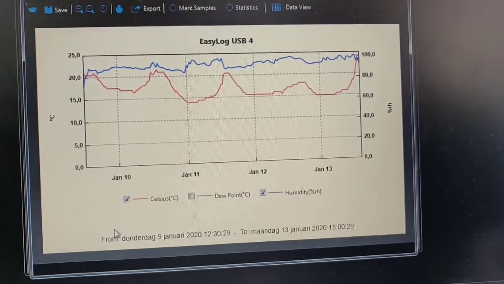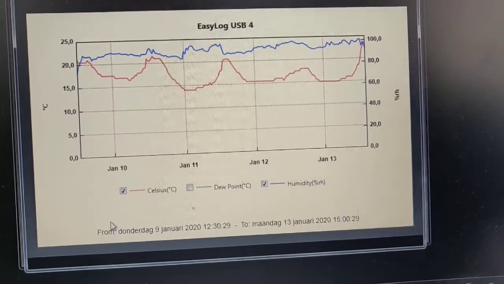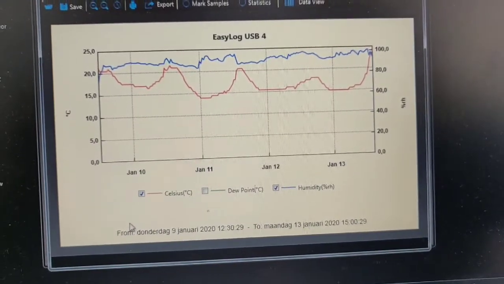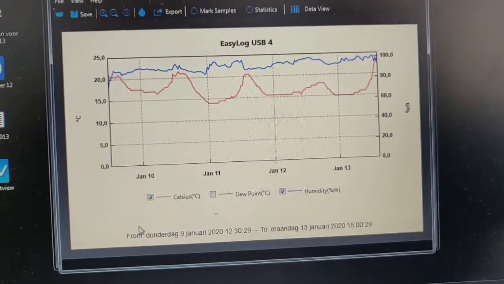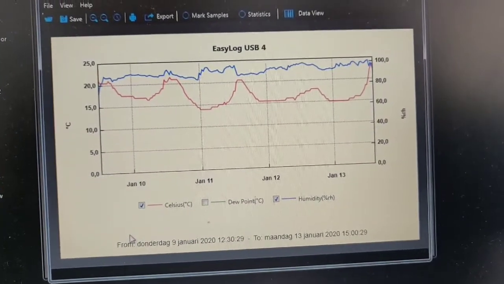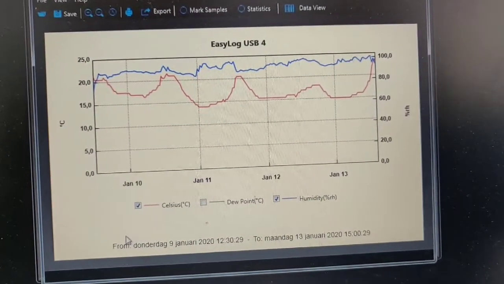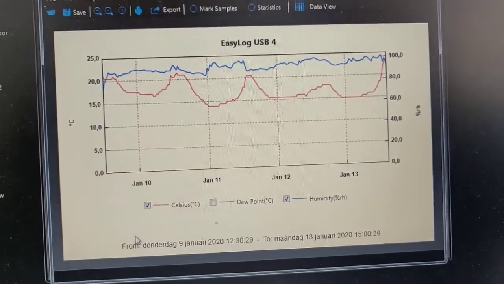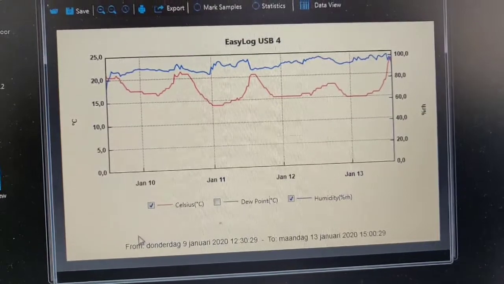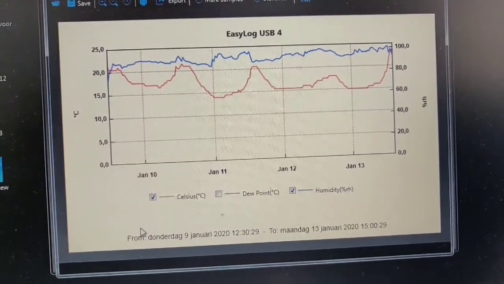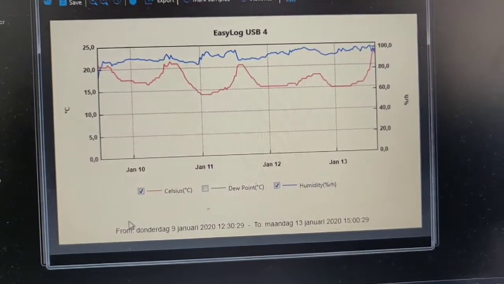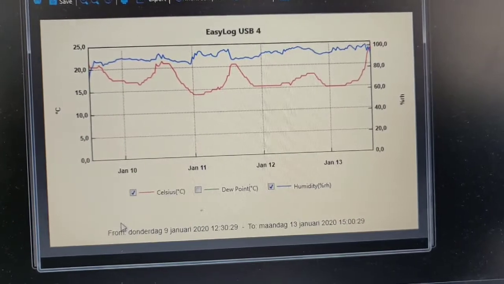Okay, so today we retrieved the data logger in the relative humidity unit. We disposed it on Friday and fetched it on Monday. Basically what we can see is what we expected, so the relative humidity remained between 80% and 100%. Concerning the temperature, we can see that the temperature rises when the sun is shining, and during the night it drops to around 14 degrees Celsius.